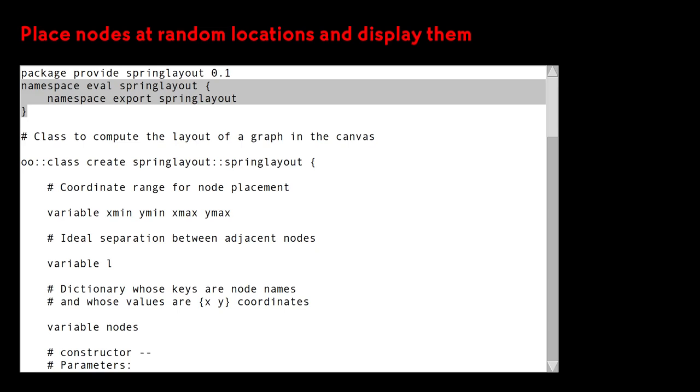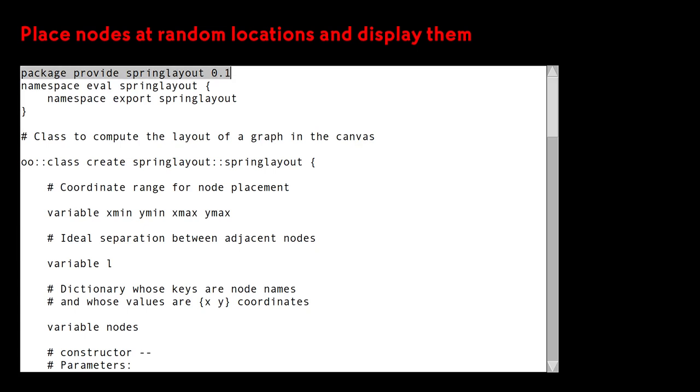For the first use case, I want just to add nodes to a layout at random starting positions. I start with some of the usual boilerplate that's needed for any package in Tickle. I give the package name and version, and I create a namespace to hold the package's content. I'll group all the data for computing the layout in an object of a class called SpringLayout.